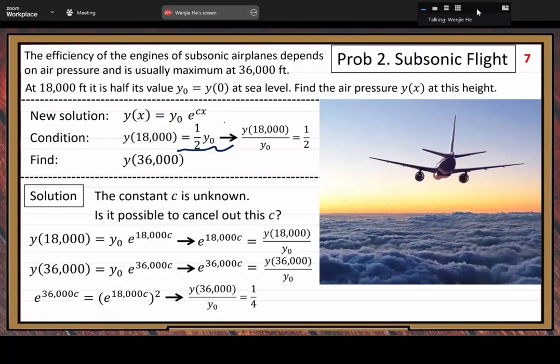Try to follow the logic and reasoning. 1/4, that's the conclusion. Our last step: the air pressure at 36,000 feet equals 1/4 of the sea level air pressure. That's the conclusion.